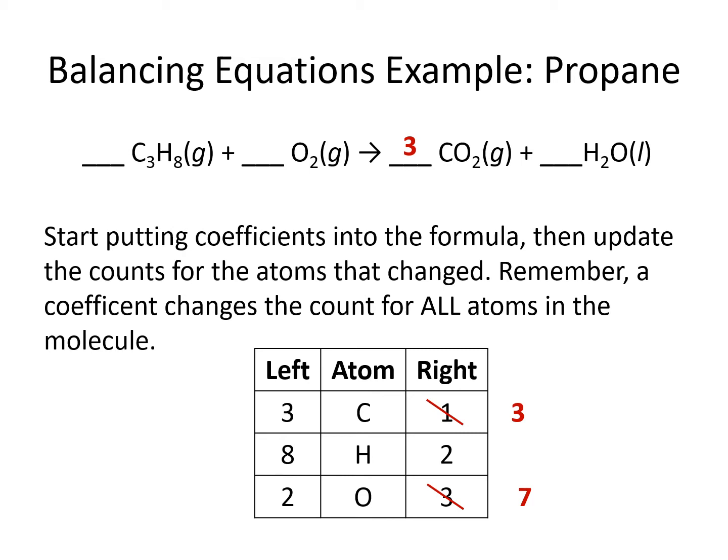When we put that coefficient in front of the CO2, it changed not only the number of carbon atoms, but also the number of oxygen atoms. Now for oxygen atoms on the right side, we have 3 times 2 is 6 from the CO2, plus 1 from the water, makes 7 oxygen atoms on the right side of our chemical equation.